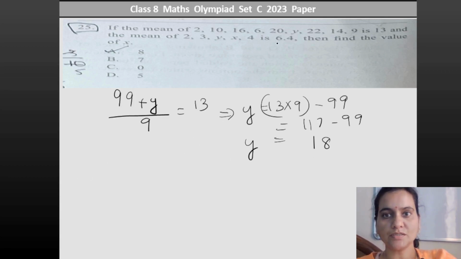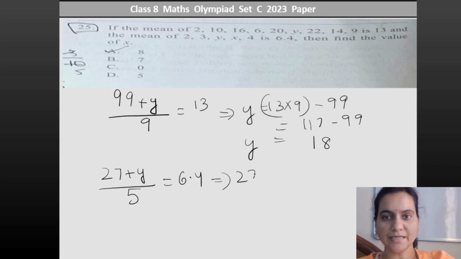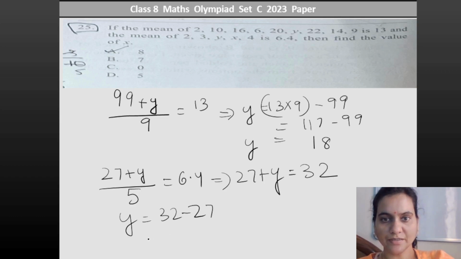Now we will use the y value here. We'll add these numbers. 2 plus 3 is 5, 5 plus 18 is 23, 23 plus 4 is 27. 27 plus x divided by how many numbers are there? 1, 2, 3, 4, 5. Divided by 5 is equal to 6.4. So 27 plus x is equal to 32. So x will be equal to 32 minus 27.